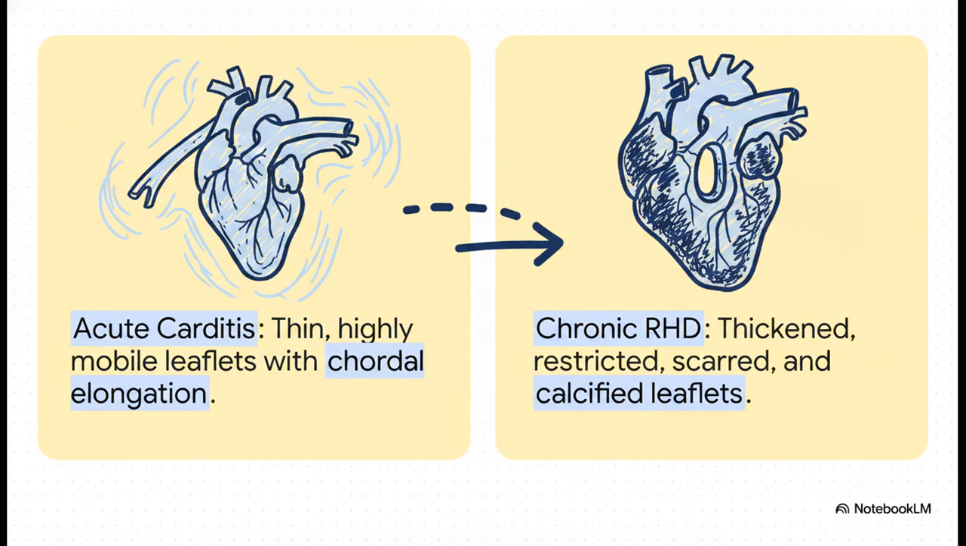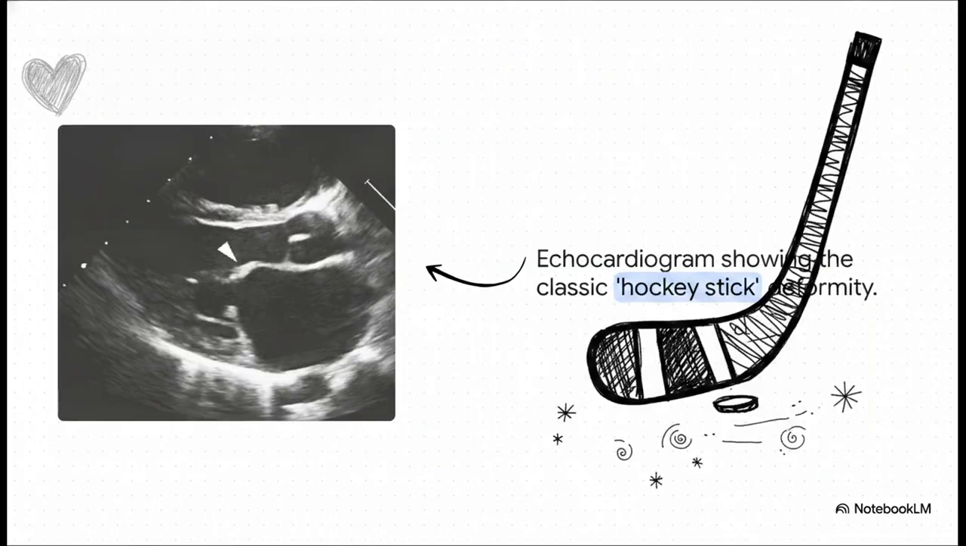In early acute rheumatic carditis, the valve leaflets, and it's usually the mitral valve we're talking about, are relatively thin and highly mobile. You'll see chordal elongation, annular dilatation, which leads to regurgitation. But fast forward years later to chronic rheumatic heart disease. After recurrent inflammatory episodes, those same leaflets become thickened, permanently scarred, calcified, and completely restricted, which ultimately leads to valvular stenosis.